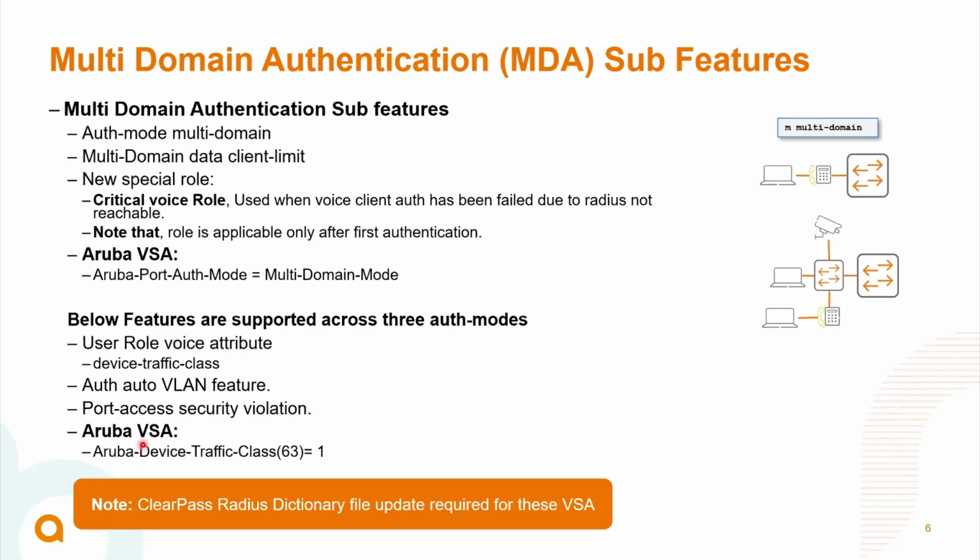There is a new VSA for you to push in case you're not using the device traffic class in your role, LUR or DUR. If you want to just pass the attribute from the ClearPass, there is a new VSA being introduced: Aruba device traffic class. This number is very, very important. Those who are already using ClearPass will know how important these numbers are. Make sure that it is equal to 1. Okay. And I have a file in case you're interested in downloading.